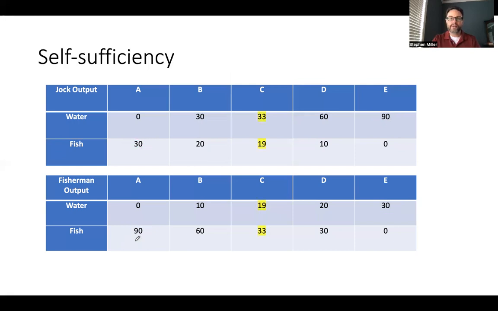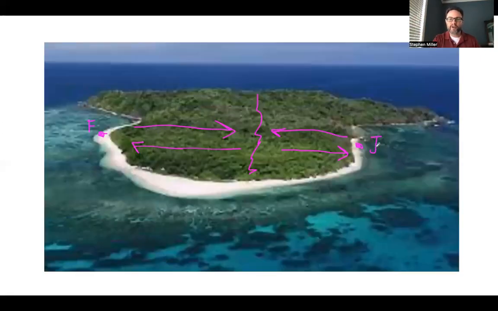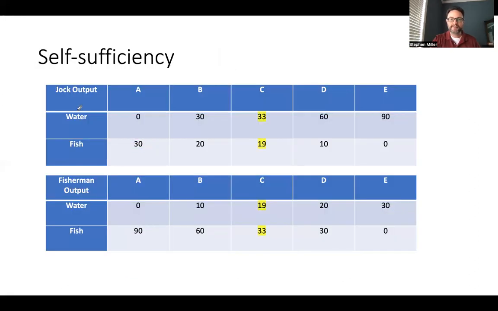So let's talk about what happens if they're being self-sufficient, right? They're each on opposite sides of the island. I put my hands out of the frame, sorry, right? Each one is on an opposite side of the island, like I showed, right? The jock is all the way over here, and the fisherman is all the way over here. Okay? So each one doesn't know the other one exists. So they think, look, I'm by myself on this desert island. I have to survive until I get rescued. That means I have to spend some of my time getting water and I have to spend some of my time catching fish.